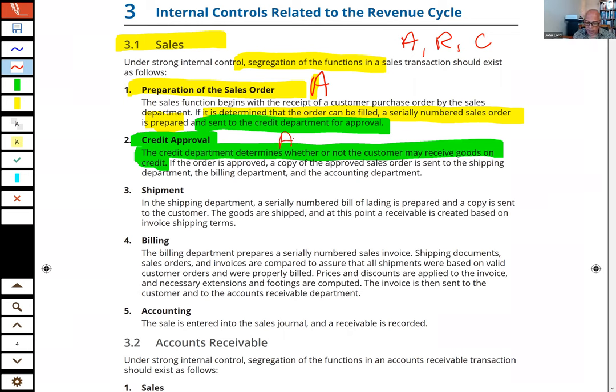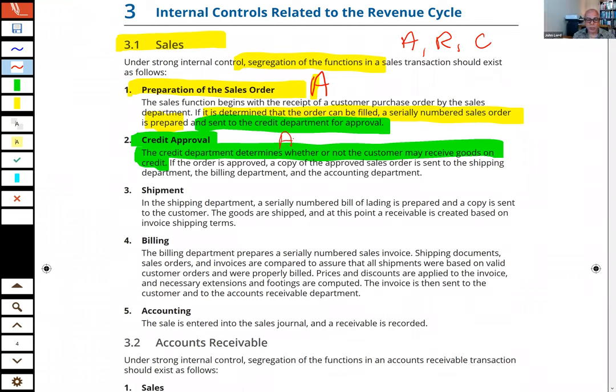Okay, good. Now, let me ask you this. Why does the auditor care that there be separation? What do we care about credit? Why do we care about credit approval? To see if they have a good internal control. Okay. Why do we care about this internal control? Why do we care about it? Fraud. Fraud risk.